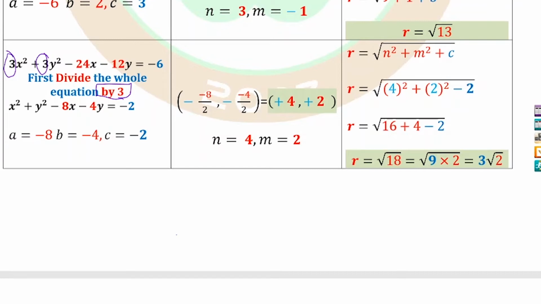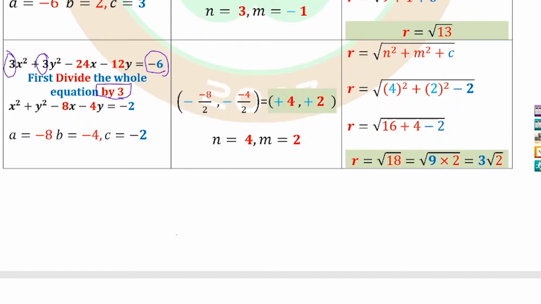Then what's my answer? When you divide 3x squared by 3, 3y squared by 3, divide negative 24 by 3, it is what? Negative 8. Divide negative 12 by 3, I mean, gives you negative 4, right? Don't forget to divide negative 6 also. You have to be fair. If you divide the left side, you have to divide the right side. Be fair all the time.